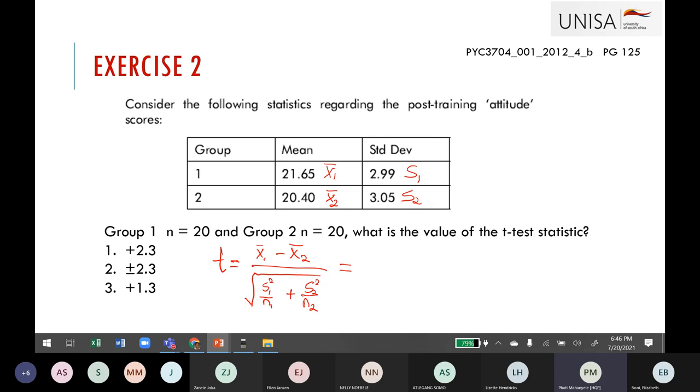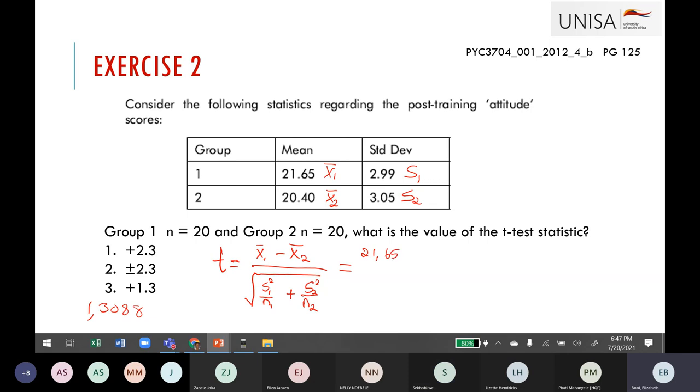I have 1.3088. I'm not sure if... 1.3088, that's what you have. Okay, yes. So our mean for group one, I also have the same. Okay, so we can answer the question now.